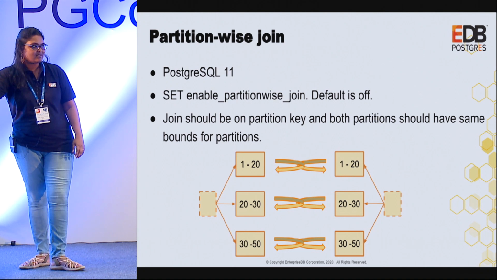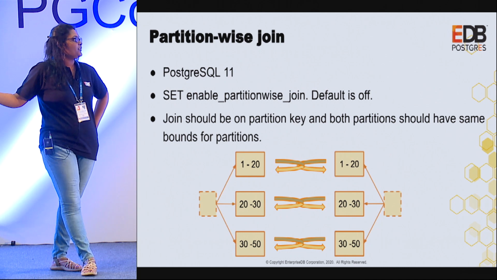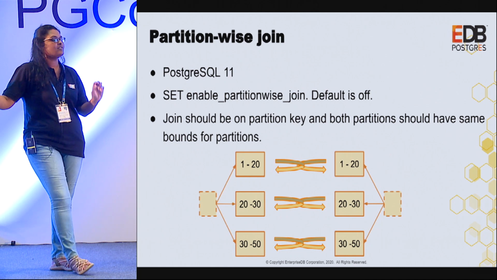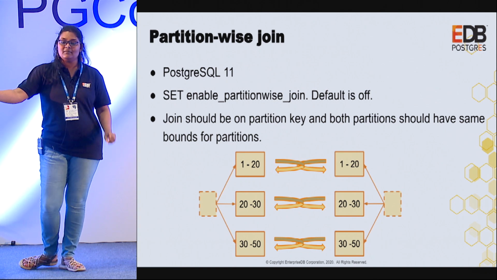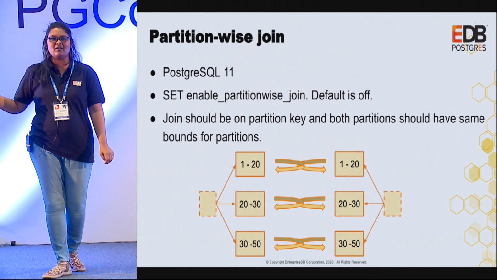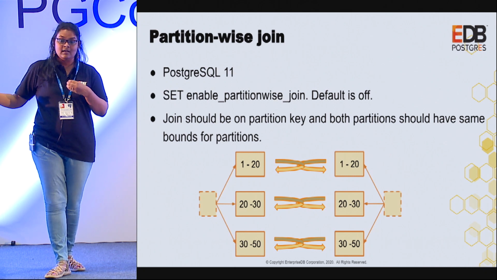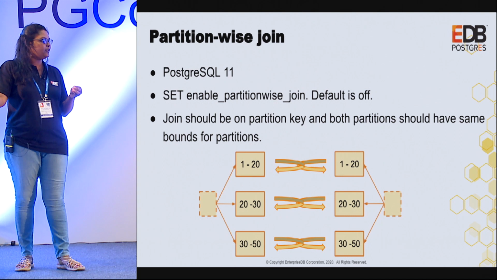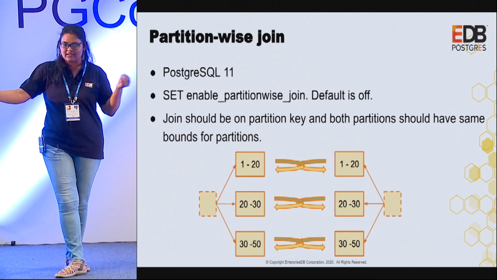Next I'm going to talk about partition-wise join. This was again introduced in PostgreSQL 11, and it also has its own parameter, enable_partitionwise_join. But this is off by default because in many cases planning time can increase. If you feel that it is important for your particular case, you can switch this on.